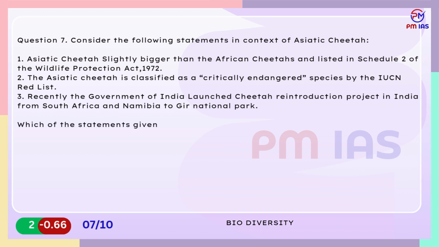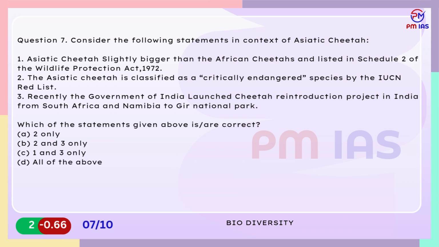Which of the statements given above are correct? A. 2 only. B. 2 and 3 only. C. 1 and 3 only. D. All of the above.